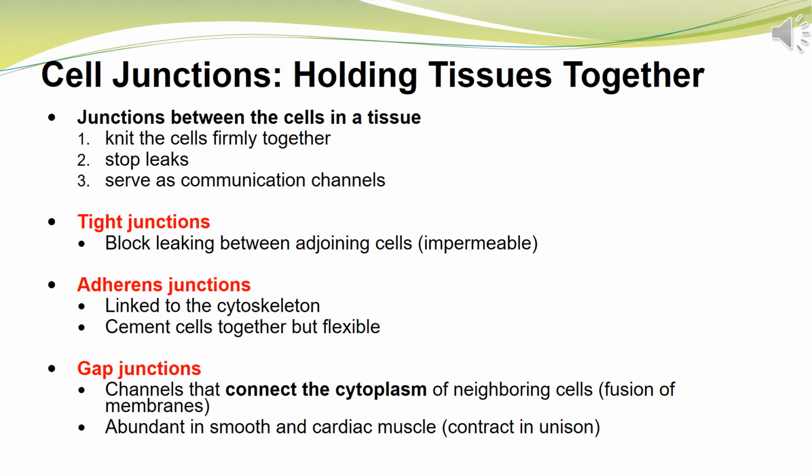And then finally, there's the gap junction, and we went over these before. These are channels that connect the cytoplasm of neighboring cells, such that they are a fusion of both cell membranes, and they allow molecules and other substances to cross between the 2 connected cells. And gap junctions are abundant and smooth in cardiac muscle, and they allow cardiac muscle or heart muscle to contract in unison, which is very important, and we'll talk more about it in chapter 12.